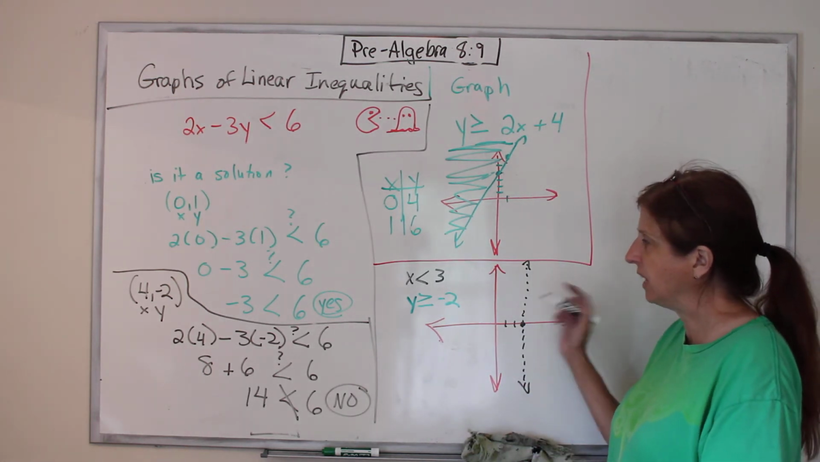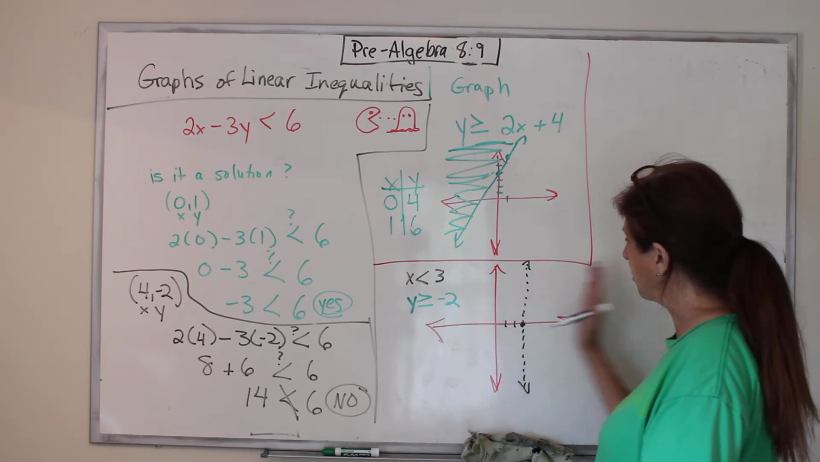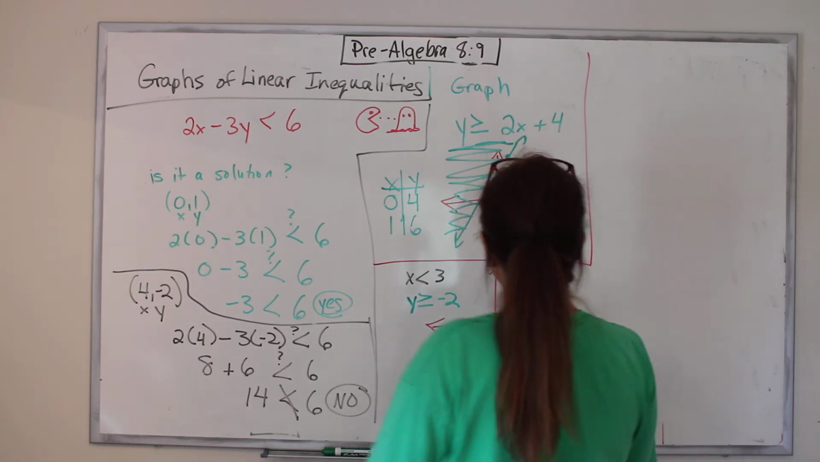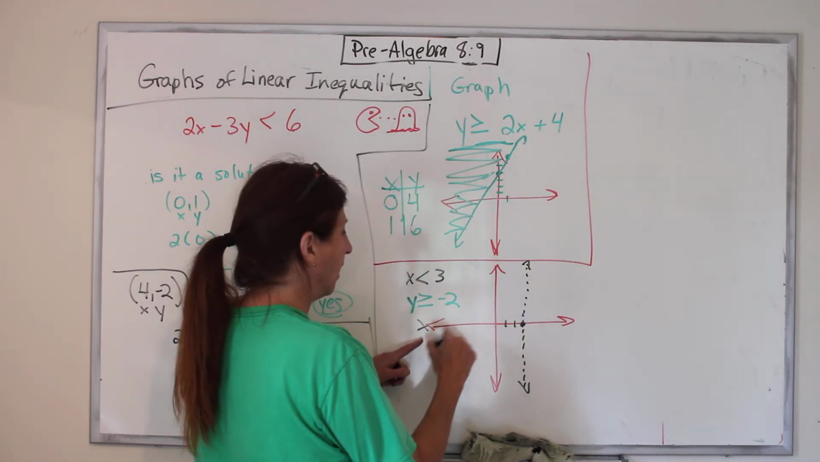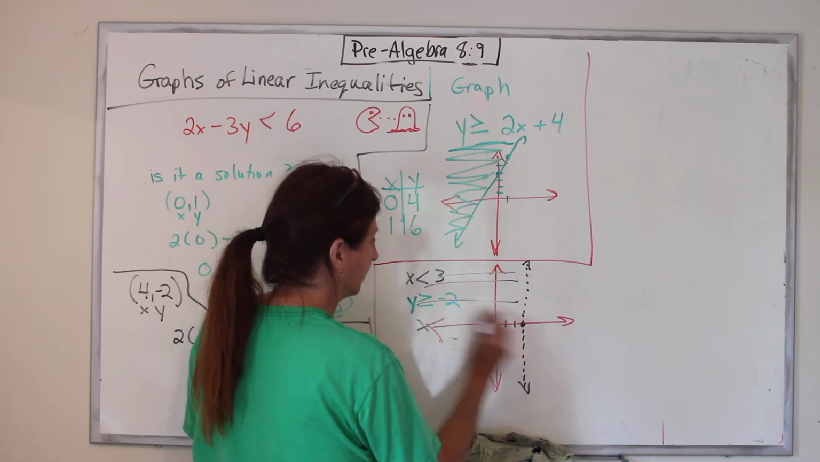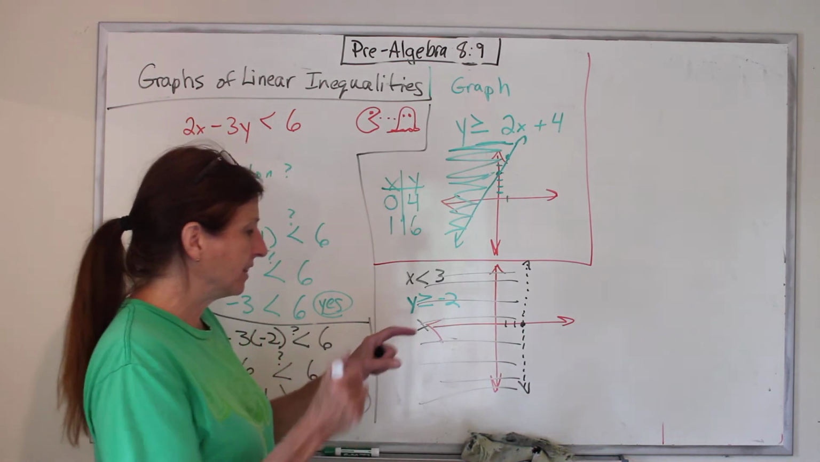Now which side do I color? Well, x is less. Pac-Man wants to eat the 3 side, not the x side. So if x is less than 3 on the x-axis, I color the less than side. So I'm going to just do it like that. Woo. All right.